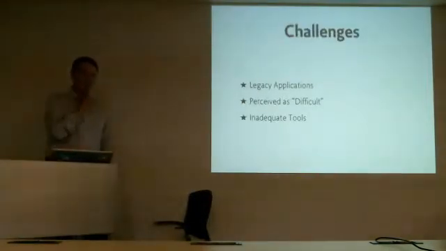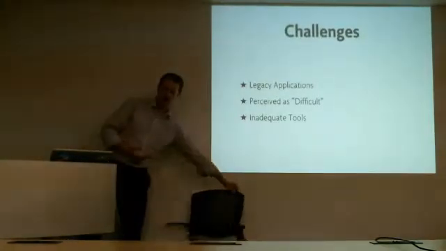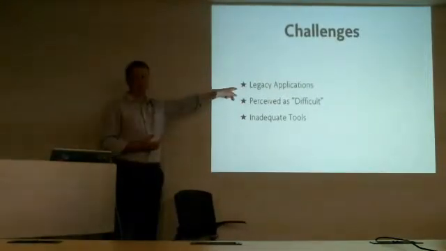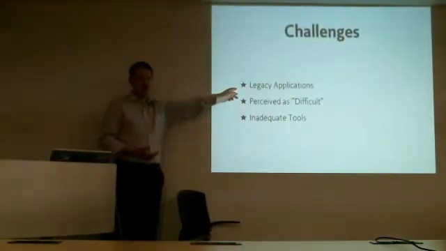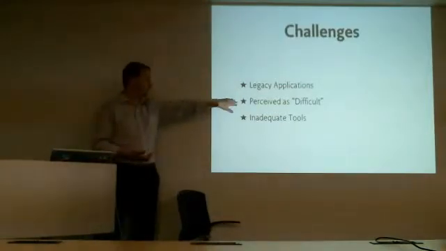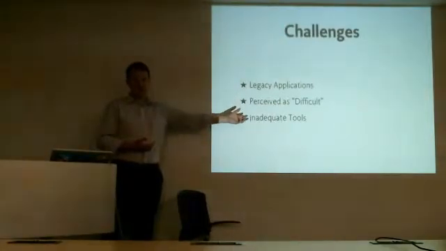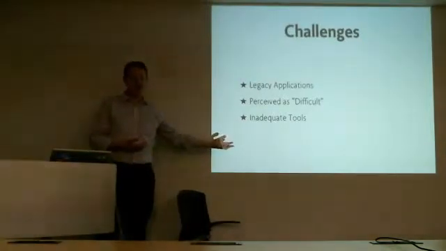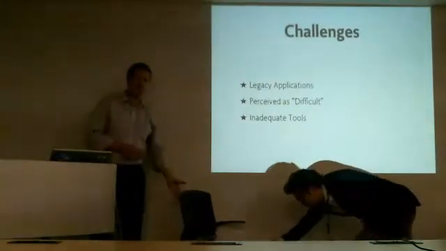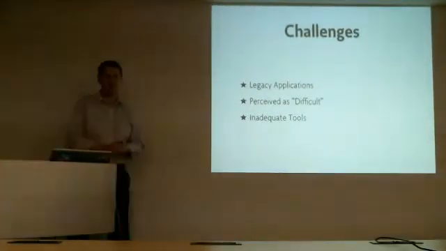So, for me, the three main reasons why the adoption is currently quite slow are as follows. The first is the problem of legacy applications. In the world, there are many very large Java applications which are not modular. Another problem is that OSGi is sometimes perceived as difficult. And the third reason is that in the past, OSGi has had very inadequate tools. The tools that are available for OSGi have not been very good.